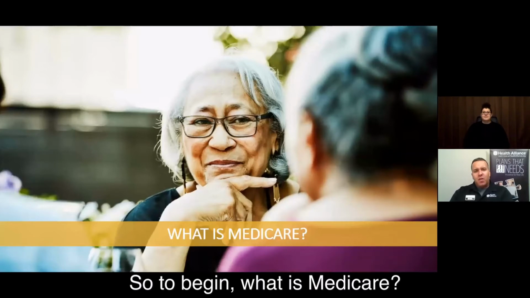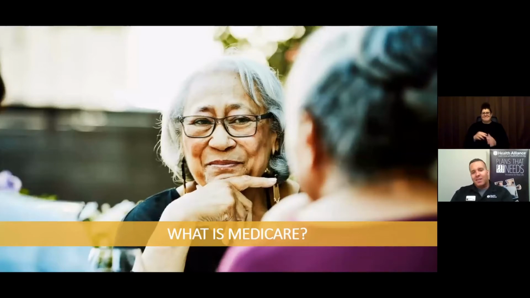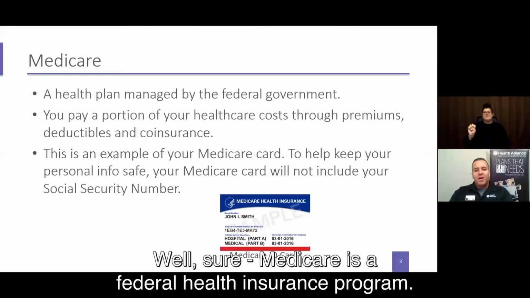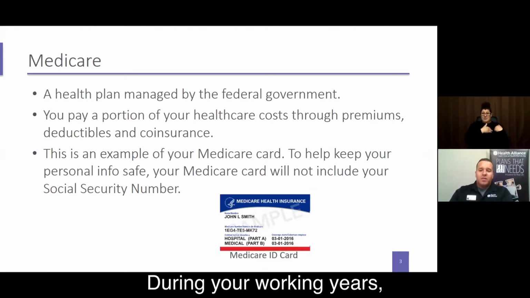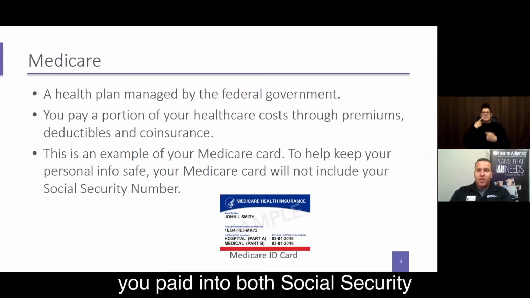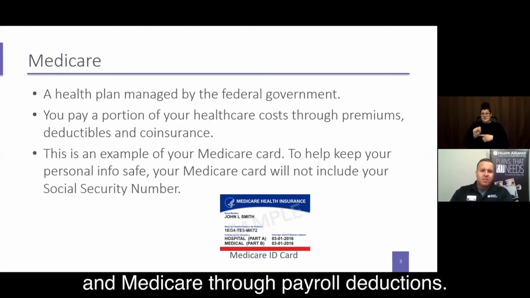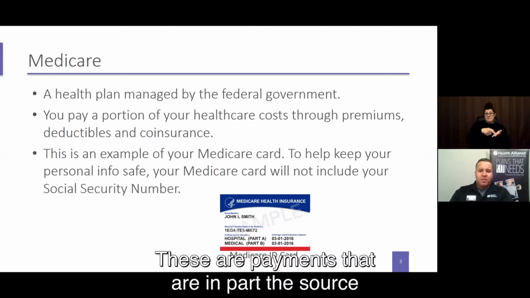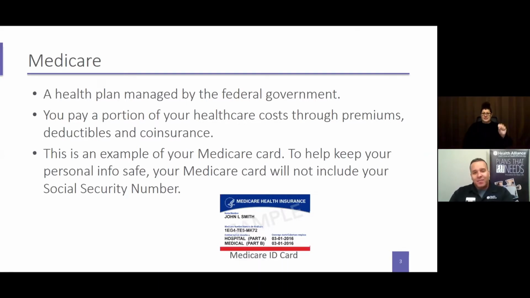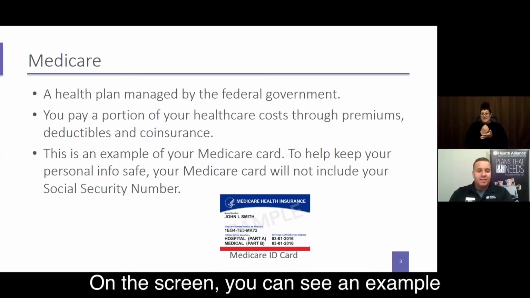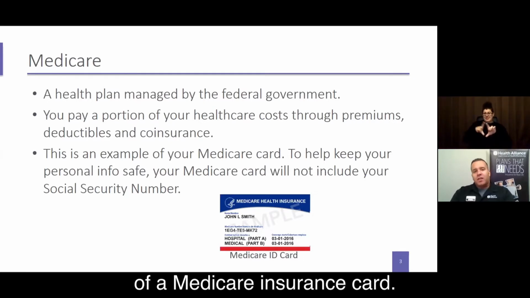So to begin, what is Medicare? Well, in short, Medicare is a federal health insurance program. It's a health plan managed by the federal government. During your working years, you paid into both Social Security and Medicare through payroll deductions. Now, these payments are in part the source of your Social Security and Medicare benefits today. On the screen, you can see an example of a Medicare insurance card.